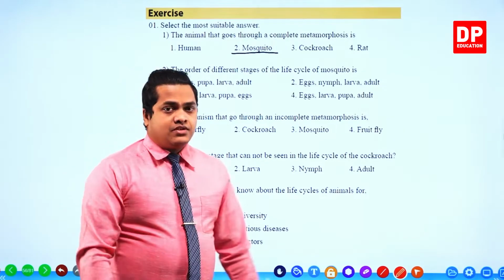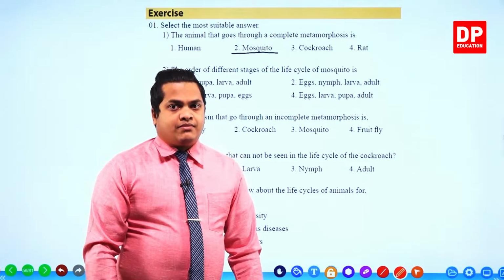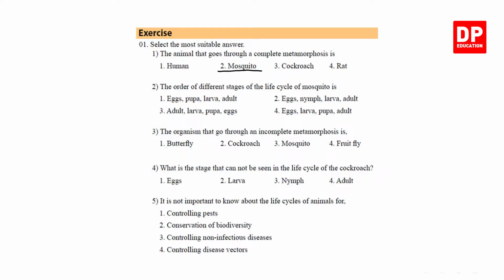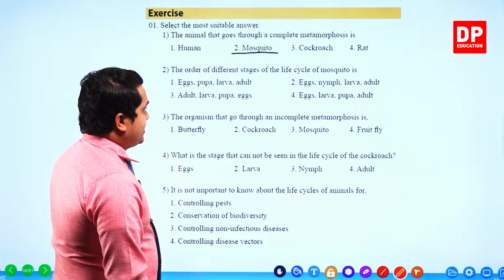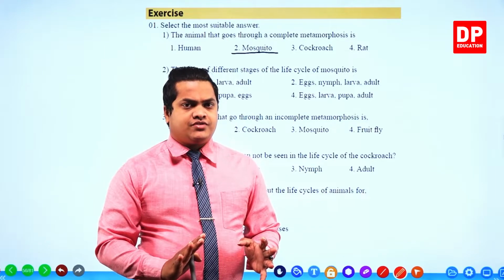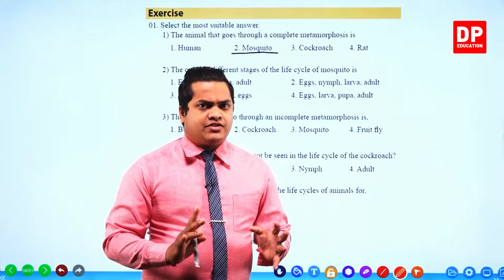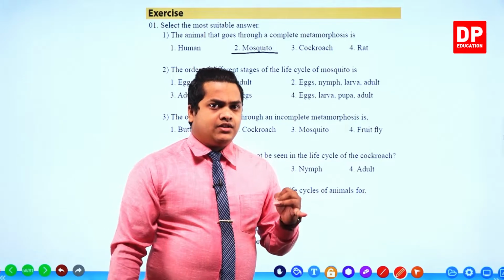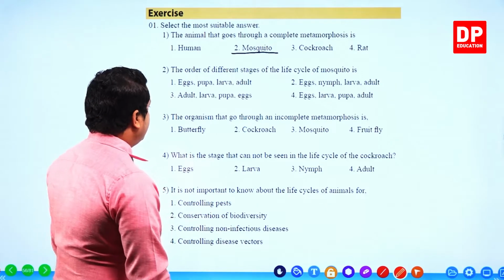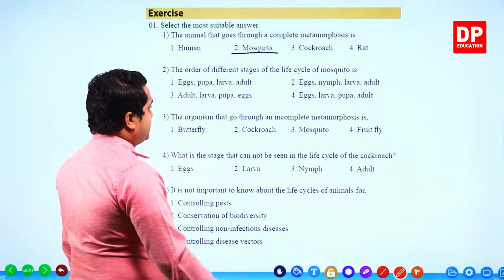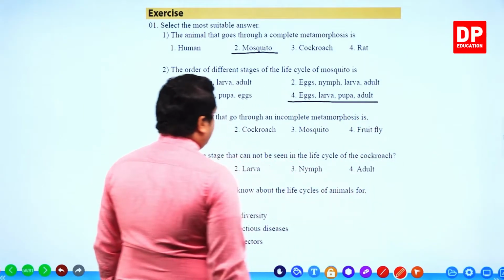Mosquito is the organism showing complete metamorphosis, as there are four different stages. Next one, the order of different stages of the life cycle of mosquito. In the second question, they are asking about the order. We know that there are four different stages. What are the four different stages, my dear children? Eggs, larva, pupa, then finally the adult. So, the fourth one is our answer.